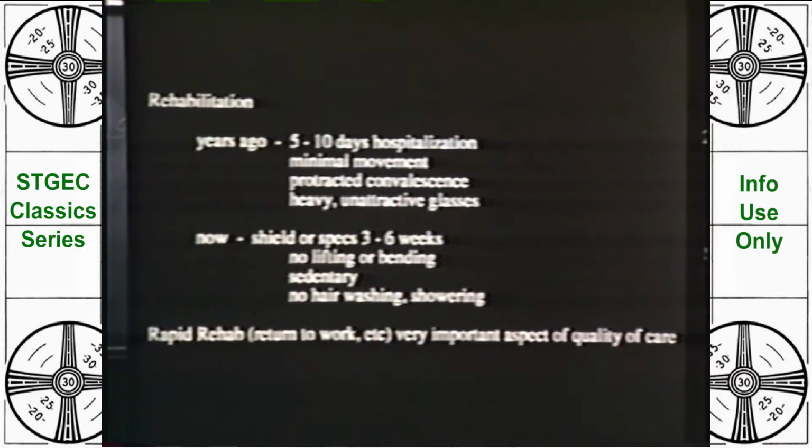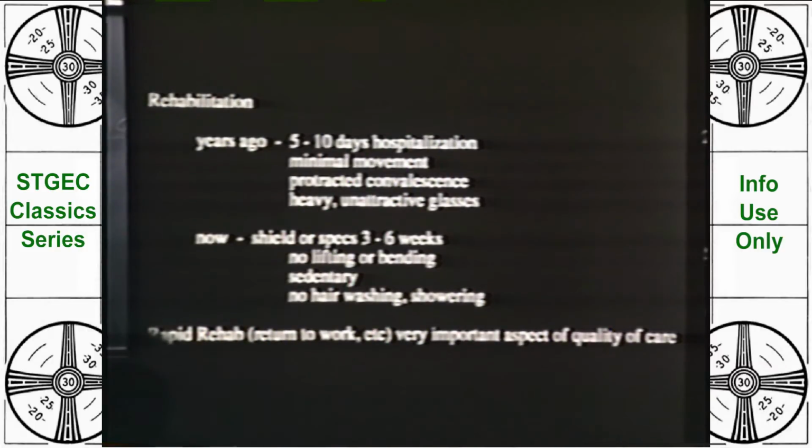Many years ago, we put patients in dark rooms with sandbags on their eyes and they couldn't move for days. 5 to 10 years ago, or not even that many years ago, they had 5 to 10 days in the hospital, minimal movement, heavy unattractive glasses afterwards. Now we give our patients a shield or some glasses and say wear them for 3 to 6 weeks, don't do any lifting or bending, try to remain sedentary and don't really do any hair washing or showering, and that's not too bad.